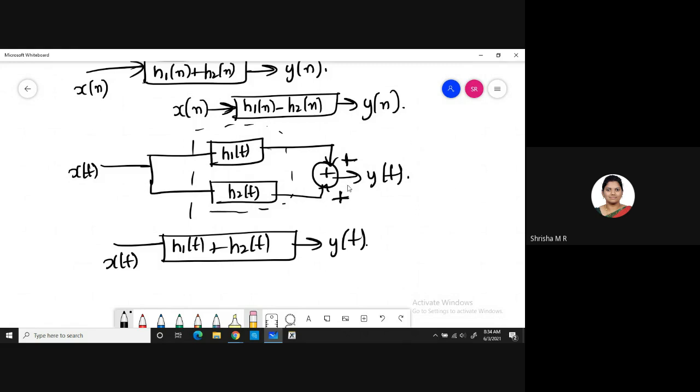If you have both positive, it will be H1 of t plus H2 of t. If you have negative here, it will be H1 of t minus H2 of t. If you have negative here and positive here, it will be minus H1 of t plus H2 of t. Got it, everyone?